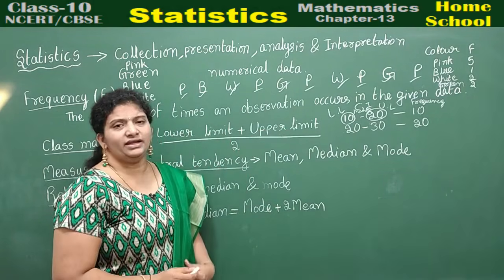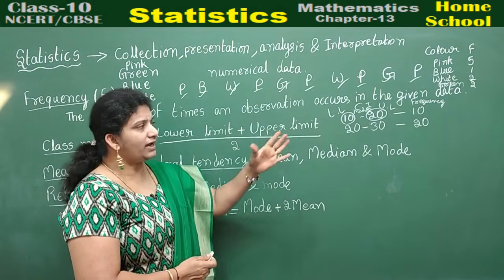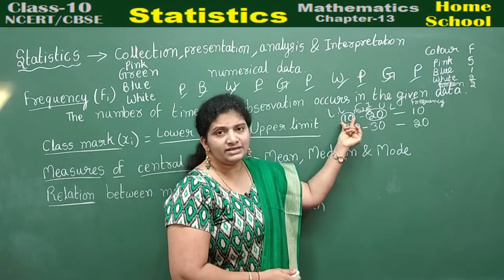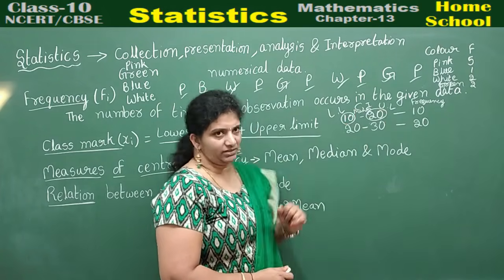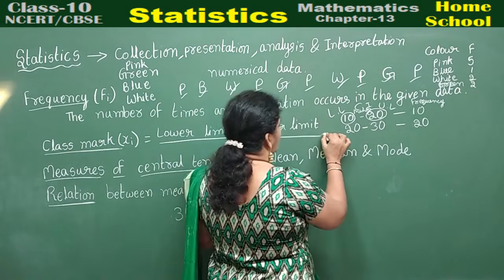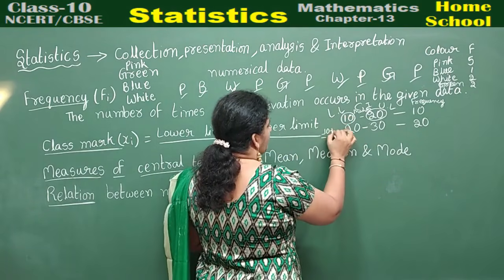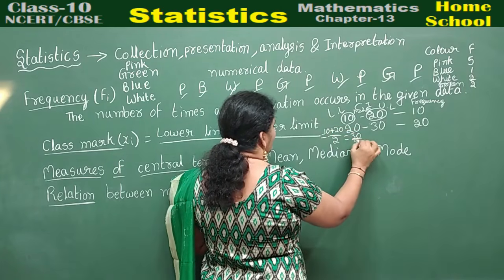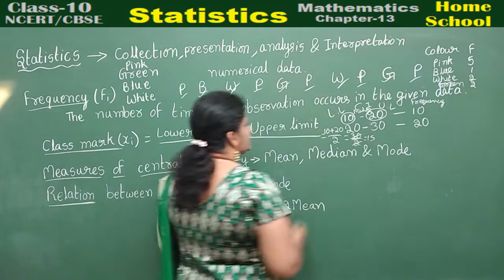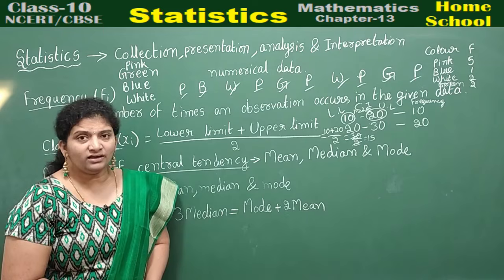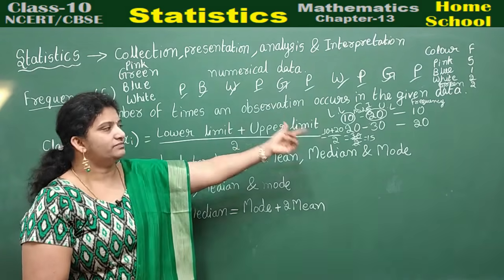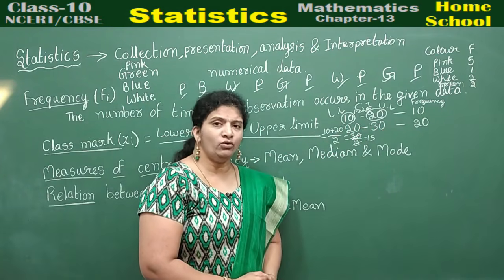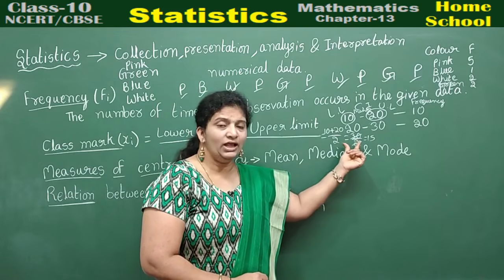When you want to find the class mark, every class interval will have a different class mark. Suppose I select this, 10 is the lower limit, 20 is the upper limit. Find the class mark here. What is the formula? Lower limit plus upper limit by 2. 20 plus 10, 30. 30 by 2 will be 15, that is your answer. What is the class mark? 15. Next, see the next class interval. What is the class mark for this? 20 to 30. What is 20? Lower limit.